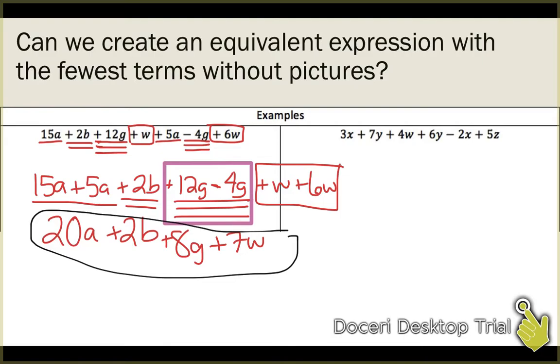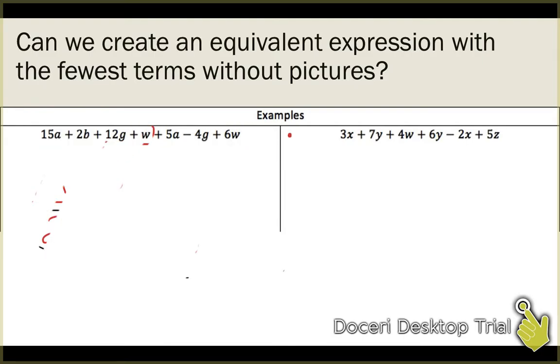Alright, let's look at the next example. Okay, let's try that again. Here we have 3x. So I'm going to underline the x's the same way. 3x minus 2x. And then I have my y's. I'm going to underline twice. And then 4w. Oh, and then 5z, that's different. So I'm going to put that one with a triangle.